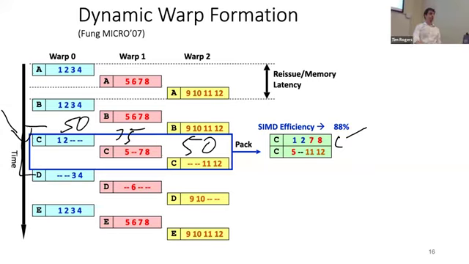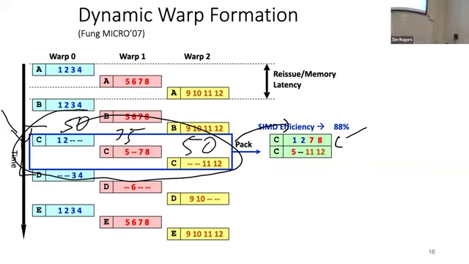So 60-something percent in the baseline case. And if I group them together and pack them into just 2 instructions, I could get an 88% efficiency and save a cycle of issue. Questions? Does it make sense? That's the basic idea.